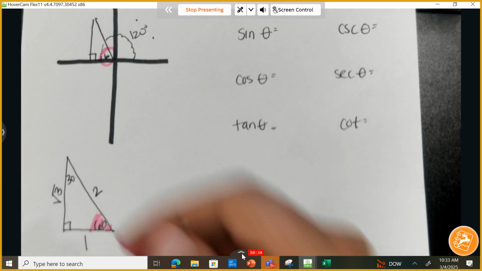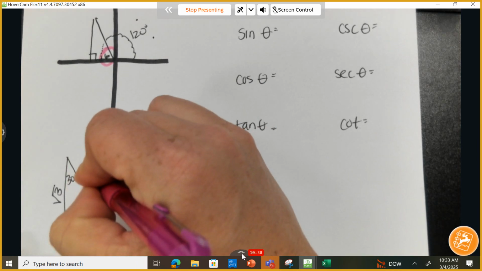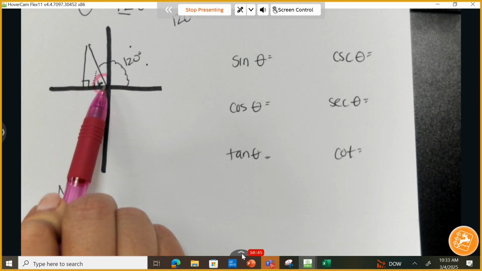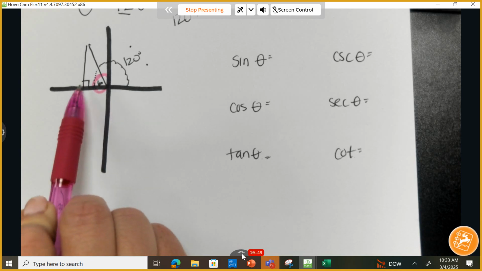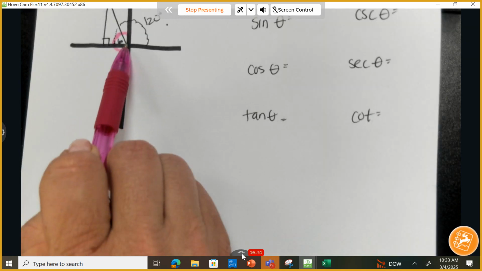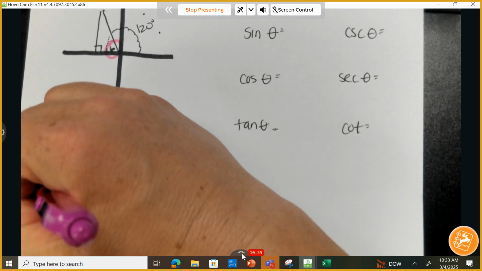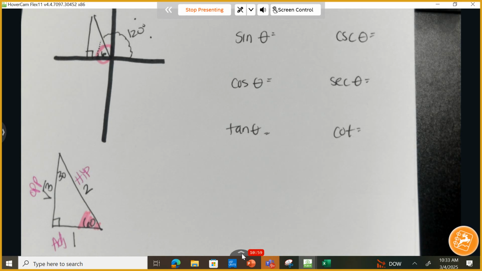All right, you ready? So the diagonal is always going to be opposite of 90. The diagonal is always the hypotenuse. So I'm going to write hypotenuse here and abbreviate it. The side that is exactly the same as the x-axis is always the adjacent side. So that's this side. I'm going to write adjacent, abbreviate. And we only have one side left. That's opposite.